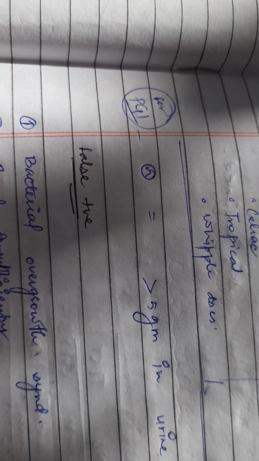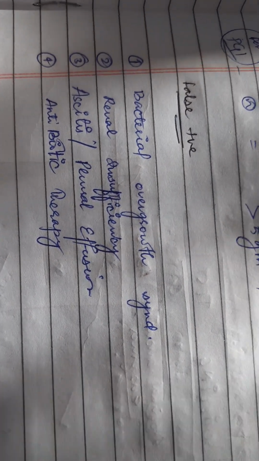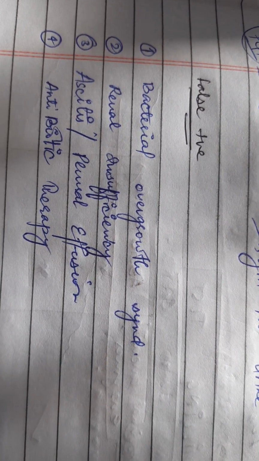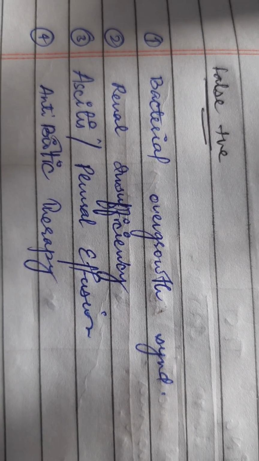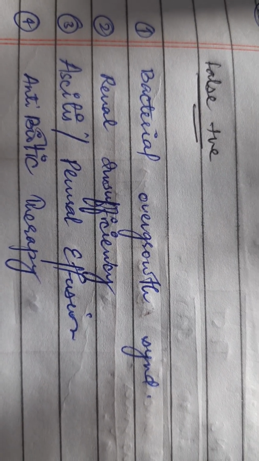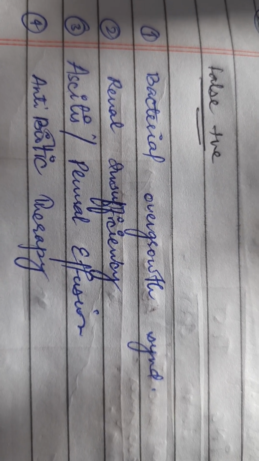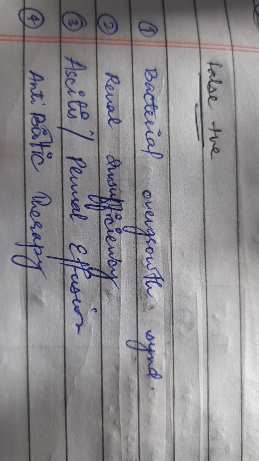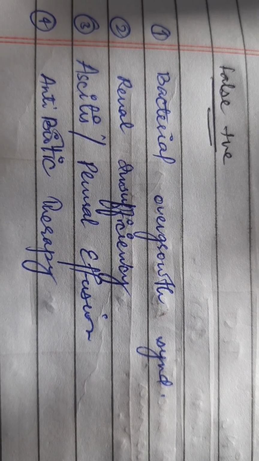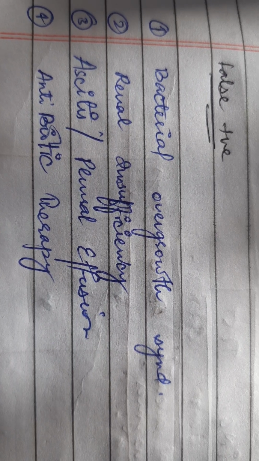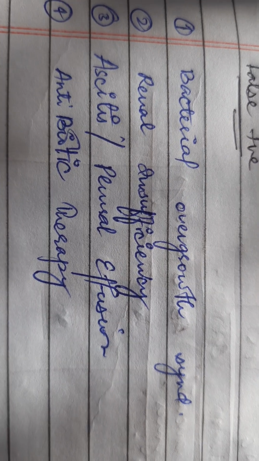Okay, then false positive in these cases. The D-xylose test comes false positive, meaning abnormal, in bacterial overgrowth syndrome, renal insufficiency, ascites, pleural effusion, and antibiotic therapy.